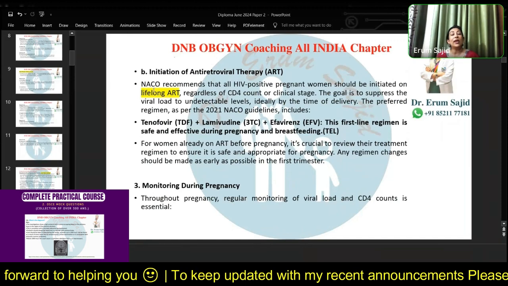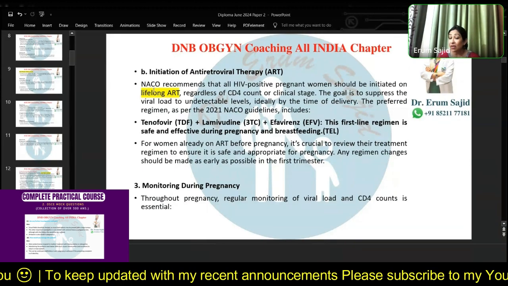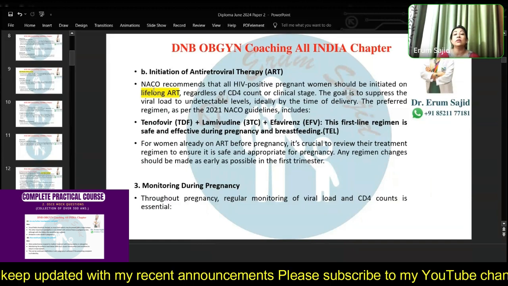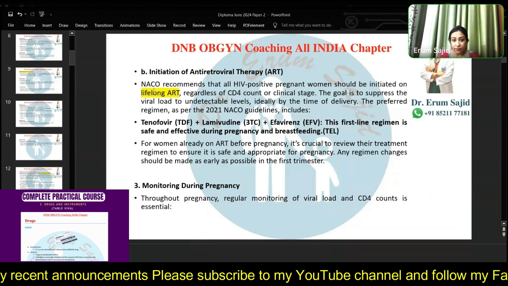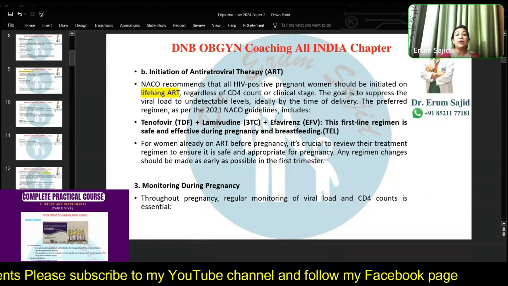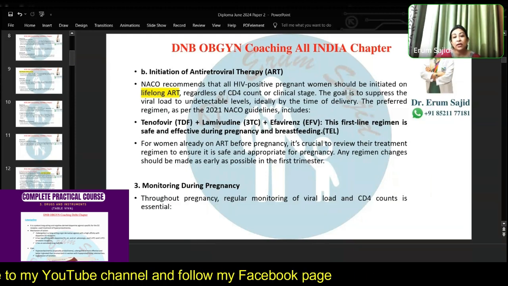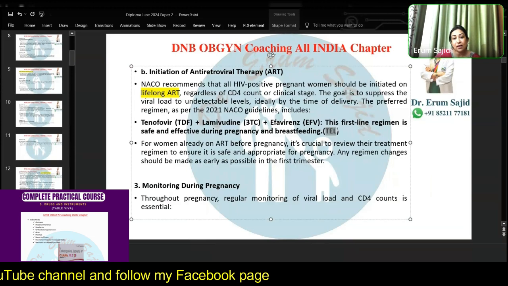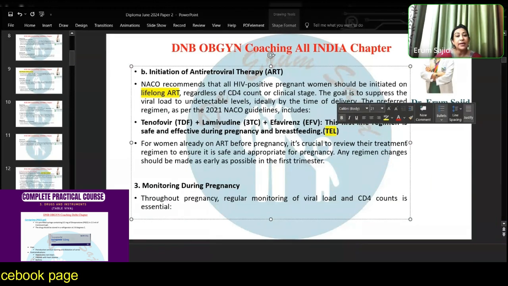NACO recommends that all HIV positive pregnant women should be initiated on lifelong ART regardless of CD4 cell count or the clinical stage. Goal is to suppress the viral load to undetectable levels, ideally by the time of delivery. And the preferred regimen is, I call it TEL. It includes tenofovir, efavirenz, and lamivudine.